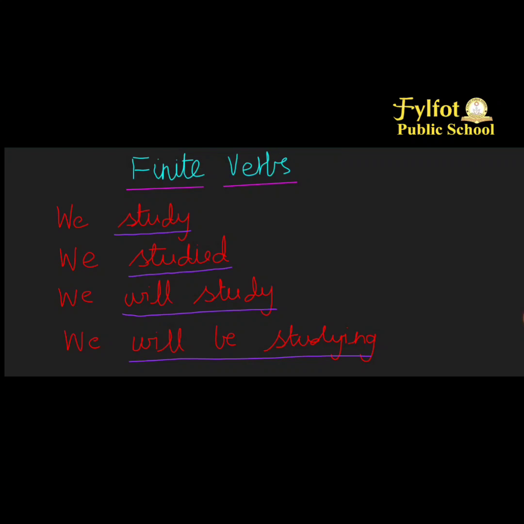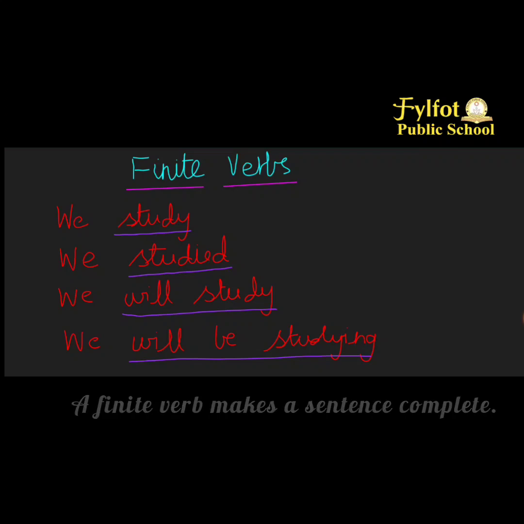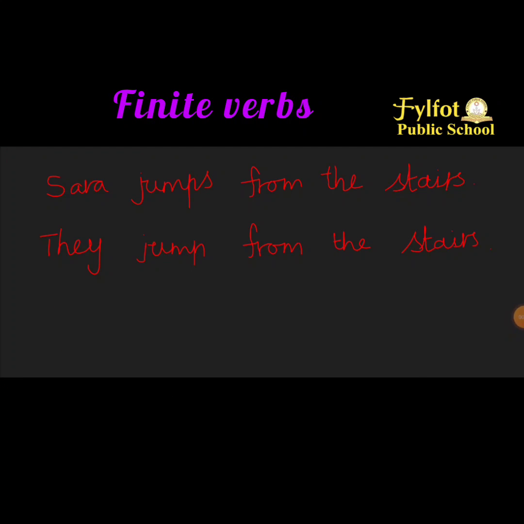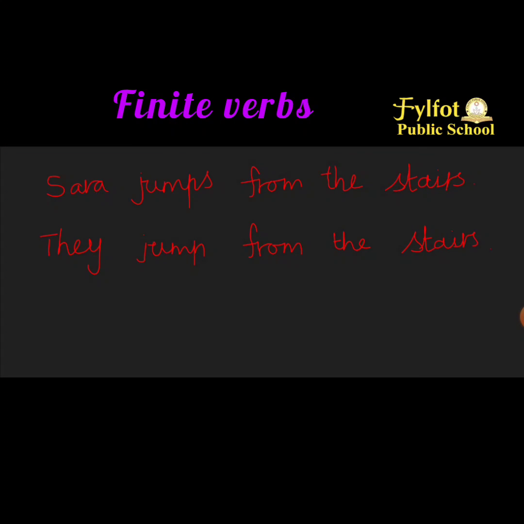So a simple sentence has one finite verb. A finite verb makes a sentence complete. Now let's see more examples of finite verbs. I have two sentences here. Let's read them. Sarah jumps from the stairs. They jump from the stairs. The verbs in these two sentences are jumps, jump.